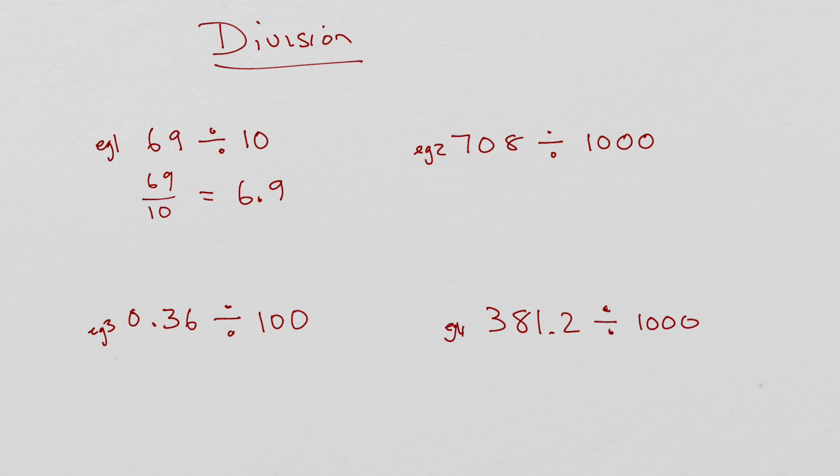So it's not a matter of remembering which way to put the decimal place. It's getting smaller. You're dividing it amongst 10 people. It's getting smaller, so 6.9.